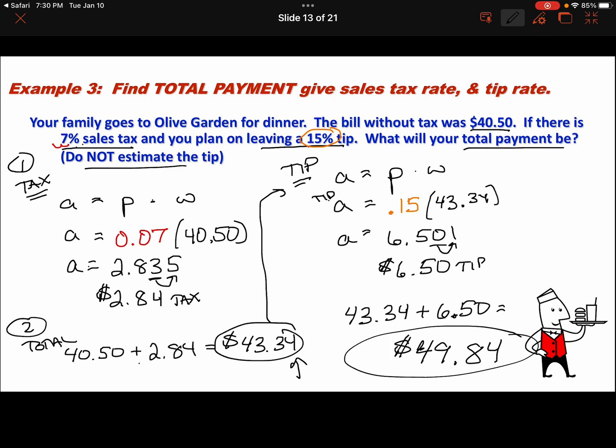All right, so that one's a little more time consuming. You have to find your tax first, then you can find your total with tax, then you're going to find your tip, and add it in to get your grand total with tip and tax included.